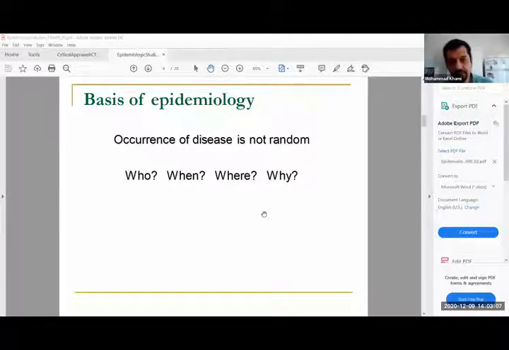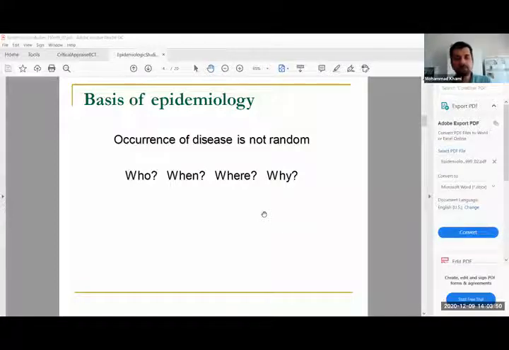When the occurrence of disease is not random, this means that there are some factors shaping, creating, developing and changing the occurrence of a disease in the community and in the people, as well as in individuals. These factors can be categorized as who, when, where, why. So in epidemiology, we are trying to find the answers to these questions: who, when, where, and why. And of course, some other questions, but these are the main questions.